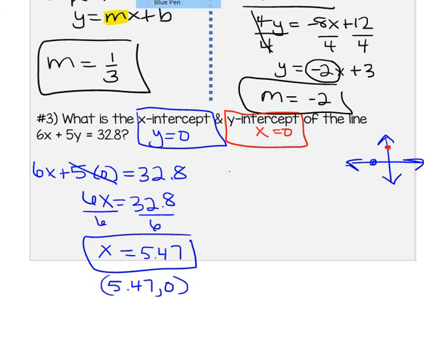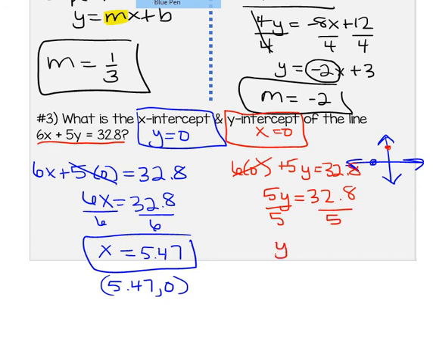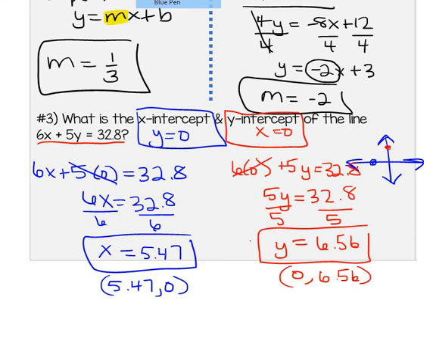And then for my y, I'm going to start with the same equation. I'm going back to this equation, but this time I'm going to plug in 0 for x. So that first term is going to cancel. I'm left with 5y equals 32.8, and then we divide both sides by 5. So y is going to equal 6.56. That's my answer. If it asked for a coordinate, your x value was 0, and I found my y-intercept to be 6.56. And that's that for that first lesson.